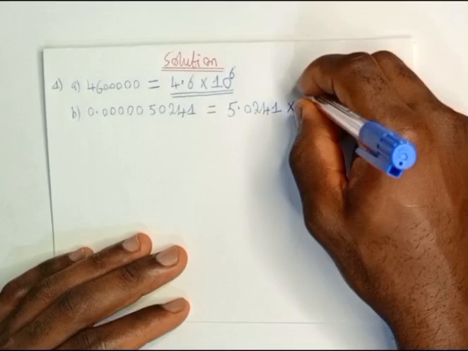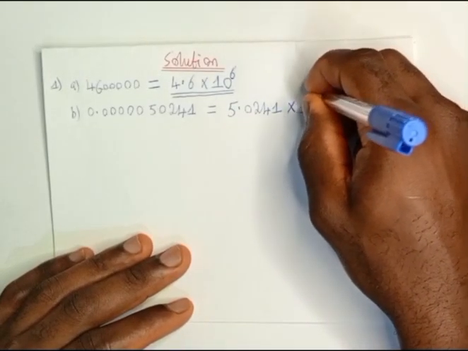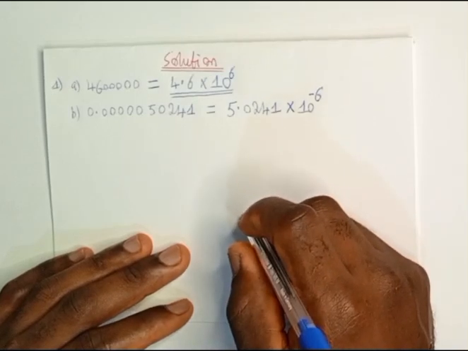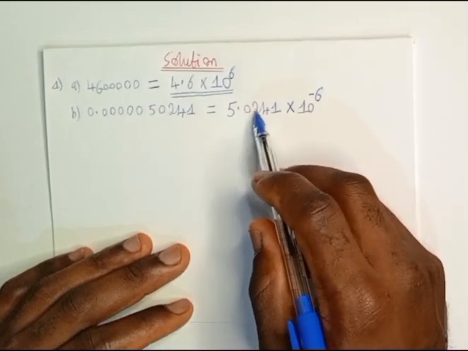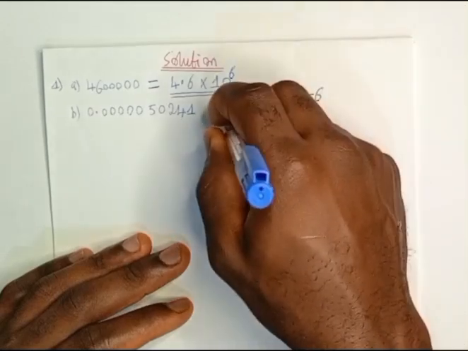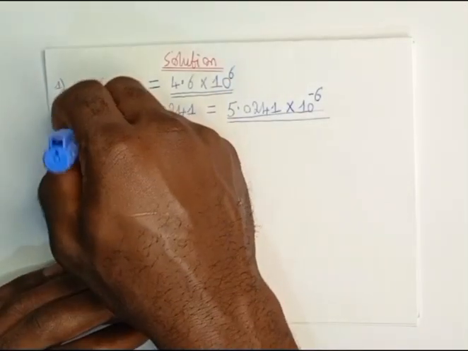The 6 will simply be negative 6 since we are counting to the left. Therefore, 0.000050241 in standard form is simply 5.0241 times 10 to the power negative 6. We go to question C.